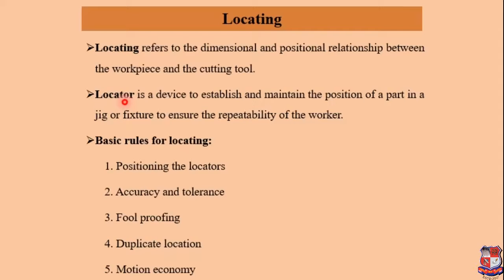Now what is a locator? It is the device to establish this relationship and maintain the position of the part in a jig or fixture to ensure the repeatability of the work. So the locator is most important whenever the worker is loading the workpiece in the jig or fixture. That's why it is written over here, to ensure repeatability. Now these are some basic rules which I have listed, the basic rules for locating. First is the positioning of the locator, then accuracy and tolerance, foolproofing, duplicate location, and motion economy.